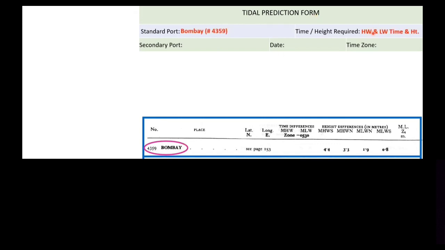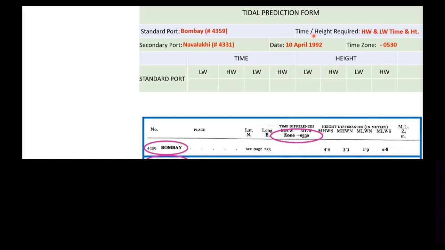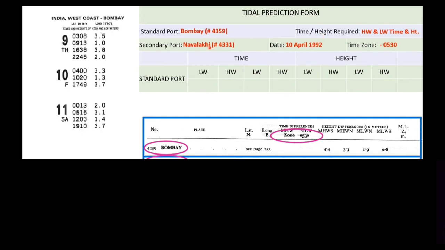What do we need? We need the time and height of high water and low water. At which port? We need it at the secondary port, that is Navalaki 4331. So we fill it up here. The date on which it is required is 10th April 1992. The time zone at Navalaki is here. It's minus 0530 hours. So we go to the next part of the tidal prediction form, which talks about the applicable time and height of high and low water at the standard port. Since we need it for 10th April at Navalaki, as said earlier, we shall just glance through.